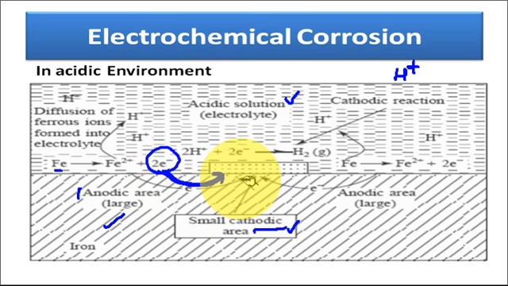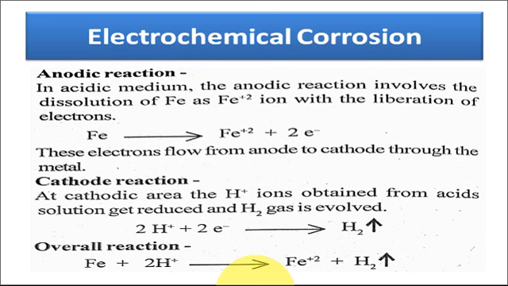Now the third step is the reduction at the cathodic part. So what reduction is taking place? These electrons are consumed by the protons of the acid, and these protons get converted into hydrogen gas at the cathodic part. So overall we can say in presence of acidic environment, the anodic reaction is iron converted into Fe2+ and electrons are released.